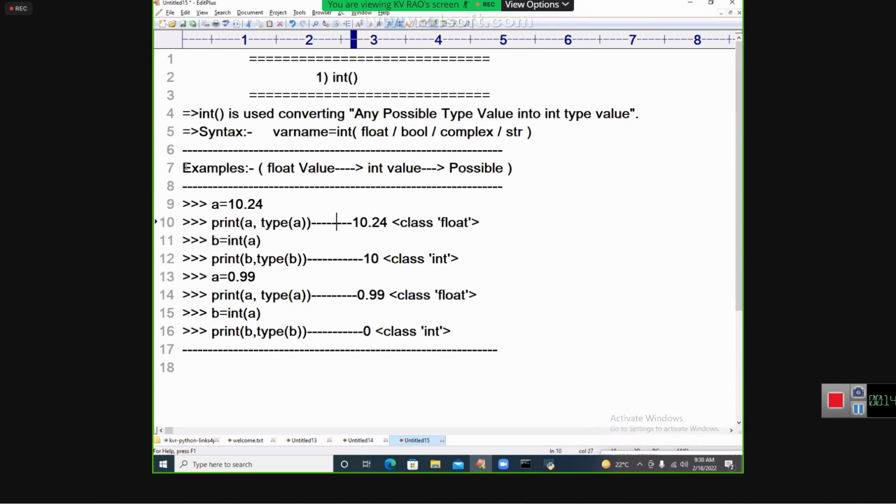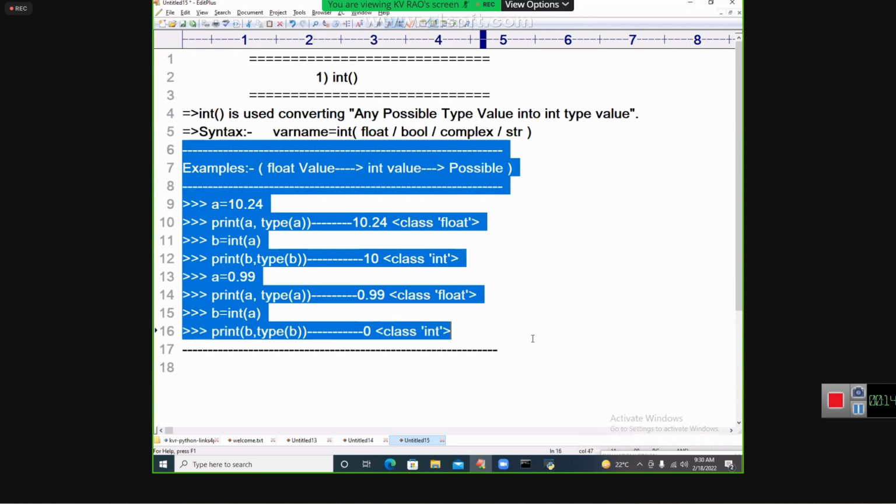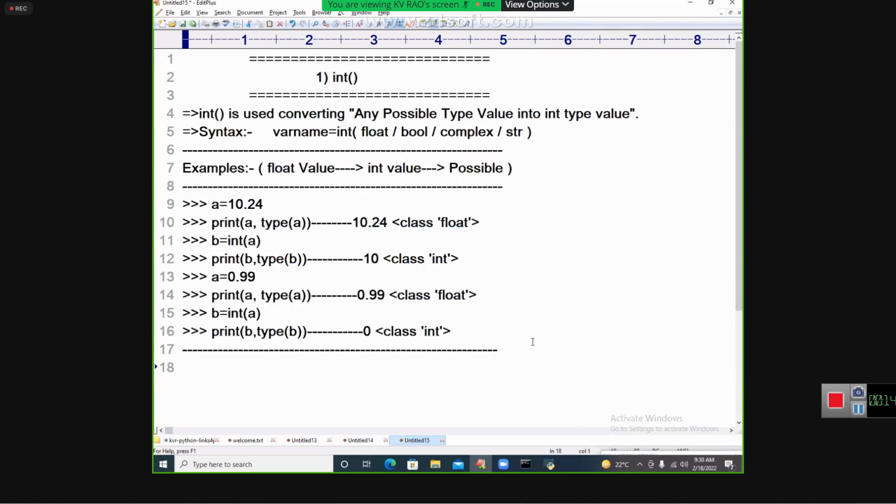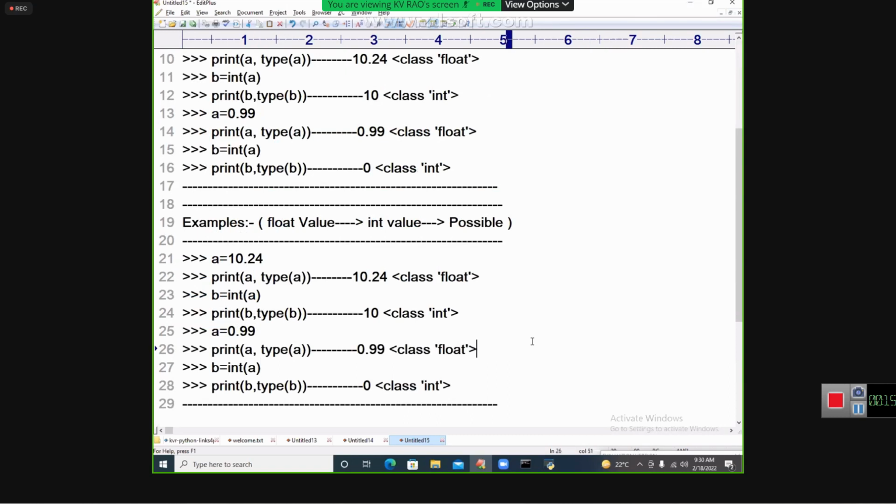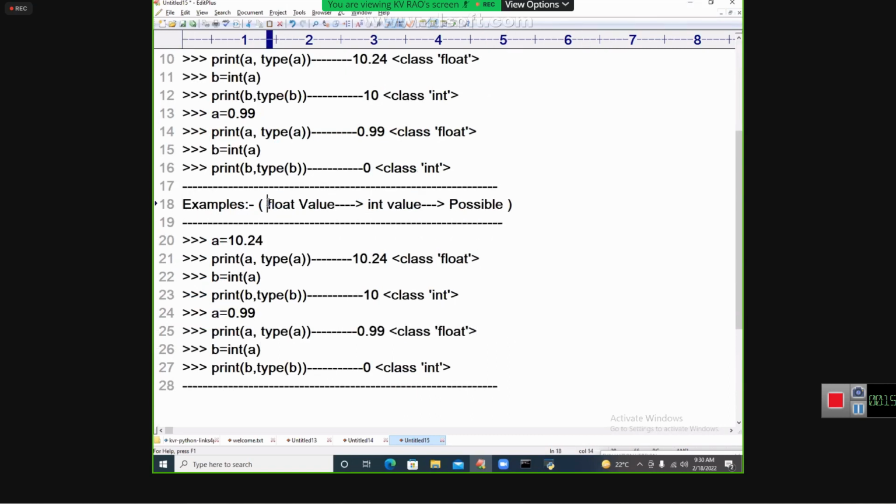Similarly, I just want to carry this example forward, my dear students. Observe me. Which one am I going to give you? I have seen the float value. Now I want to go for the bool value.